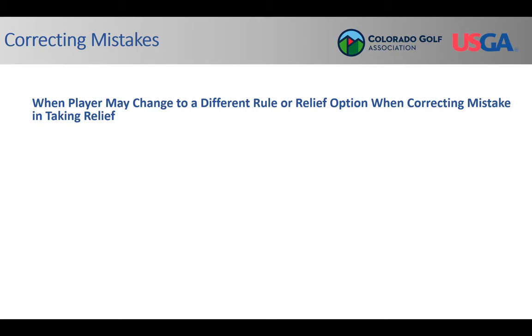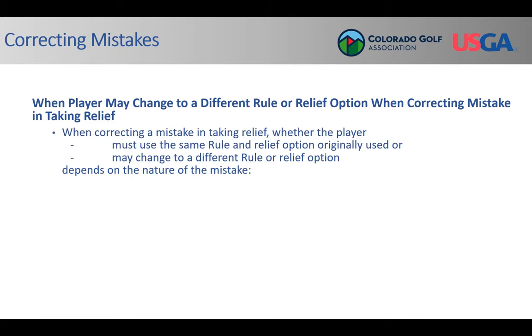So the heart of this involves whether we can change to a different rule or a different relief option, or maybe change a wrong drop we made, or maybe we didn't meet all the requirements of 14.3 with our dropping requirements. We're going to see some procedures here of our eraser rule that before we make that stroke, here's some things we can fix, here's some things we can change, or maybe we can go to a different rule completely. So anytime we're correcting a mistake in taking relief, so dropping, placing, and replacing, all those ball procedures, whether we're going to have to use the same rule or same relief option, or we have the opportunity to change to a different rule or change to a different relief option, it's going to depend on the nature of the mistake or what exactly the mistake was.